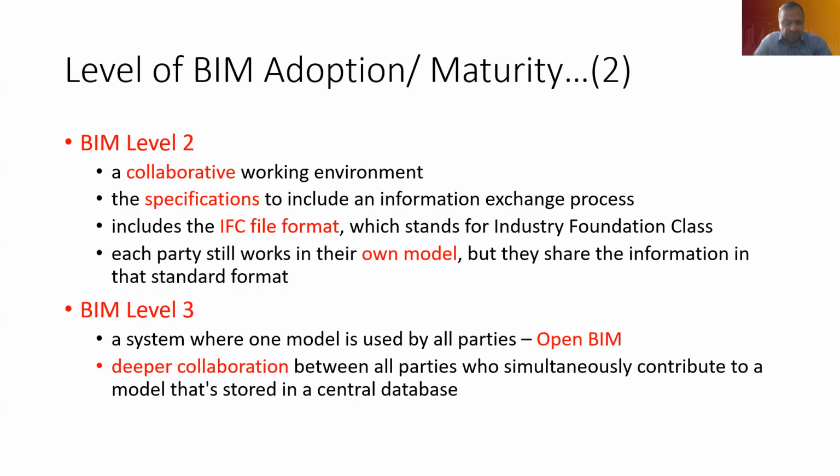Okay, so BIM level 3 is currently the highest stage of BIM level adoption. It is a model where one model is used by all parties, not different models like in BIM level 2 and BIM level 1. So this level is sometimes called the open BIM stage. It needs a deeper collaboration between all parties, who simultaneously work and contribute to a model that is stored in a central database.